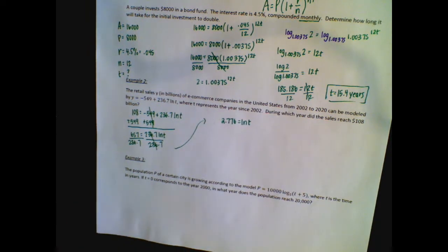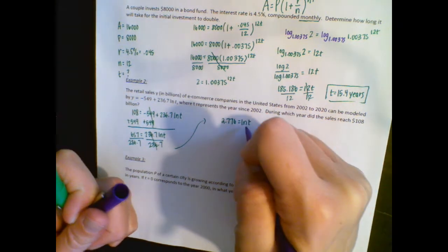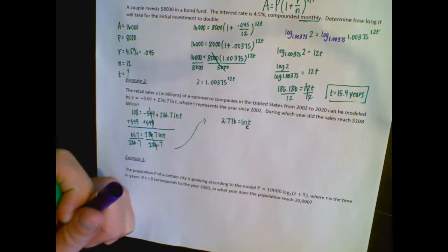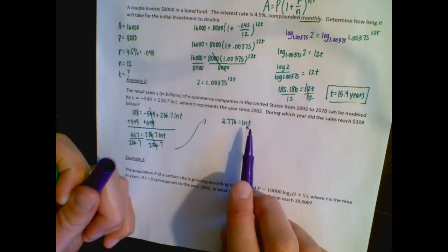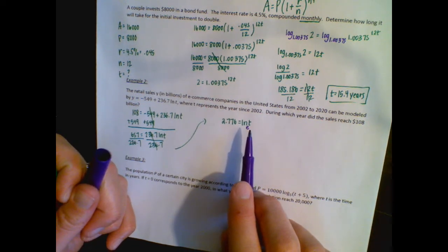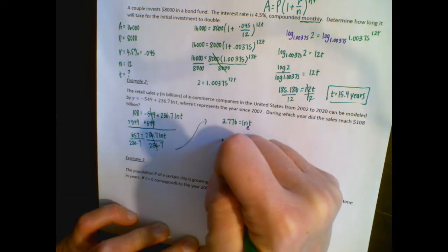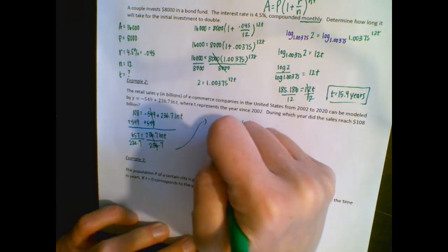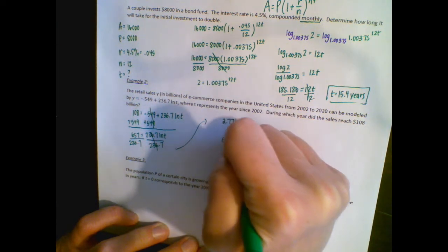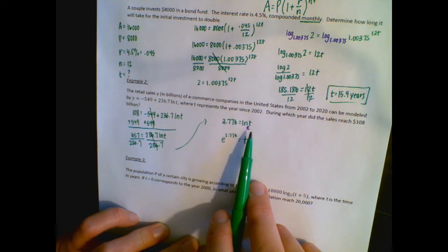So I have to undo this ln, but remember that on an ln, the base here is really E. And that means that when I want to undo an ln equation, I want to go ahead and make this into exponential form. So my base here is E. So I'm going to take the E, I'm going to raise it to the exponent of 2.776. And that's equal to T.